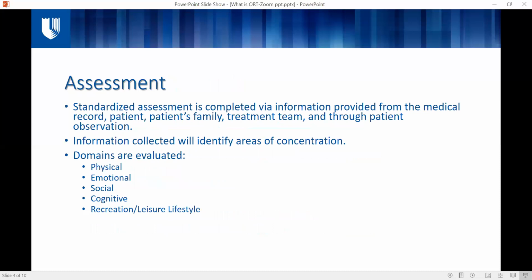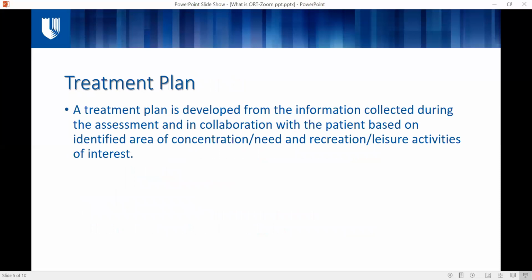And once I get a referral for a patient, then I'll complete a standardized assessment on the different domain areas, the physical, social, emotional, cognitive, and rec leisure areas, to identify an area of need. And after that, a treatment plan is created with the patient, based on that identified area of need and matching that with the patient's recreation and leisure activities of interest, and what hobbies and what things are important to them.